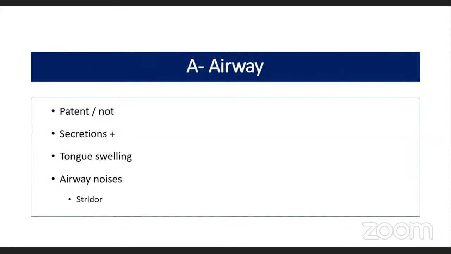The signs usually include secretions and airway noises. For example, the patient might have stridor, a snoring sound, wheezing or grunting. Depending on the level of obstruction in the airway, these noises might change. For example, if the patient has stridor, that means a significant or threatened partial obstruction of the airway, basically the major airway.